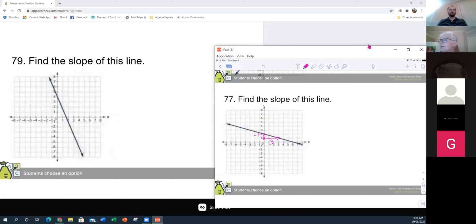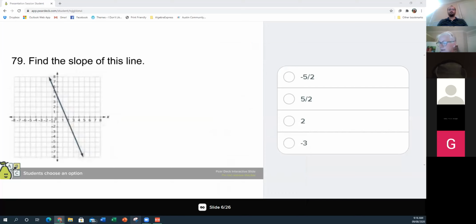Last one where we're asked to find the slope again. Determine whether it's positive or negative first. And then, good. People are getting it. I'm liking it. Everyone that's answered has gotten it so far. That's awesome.